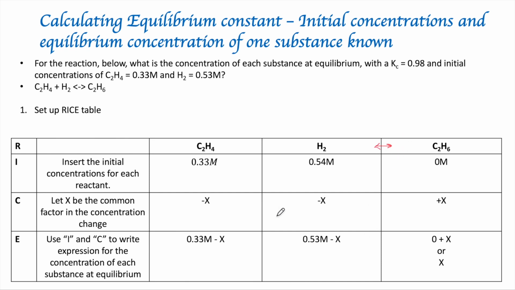So these two are losing materials, and these both have a coefficient of 1, so it's minus x and minus x. And this also has a coefficient of 1, so this is going to be a positive x. And then you're going to take 0.33 molar minus x, so you end up with this.